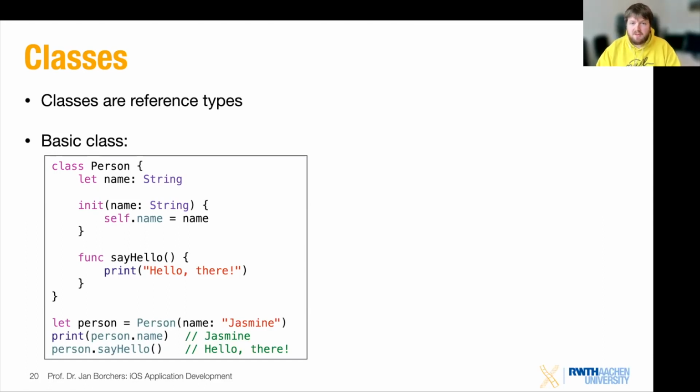The construction of a class is very similar to what you were shown for structs. You just start with the class keyword instead, and then essentially everything stays the same so far. You can have your member variables. Here, for example, we have a class Person, and this person has a name, which is of type String. And you can write your initializers. Here the name is passed over in the init method and then assigned to the member variable.